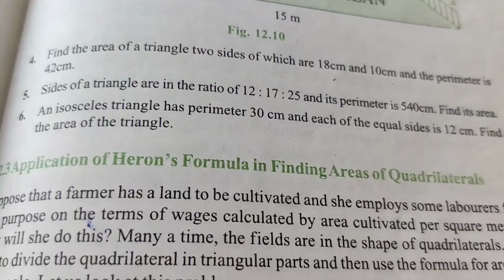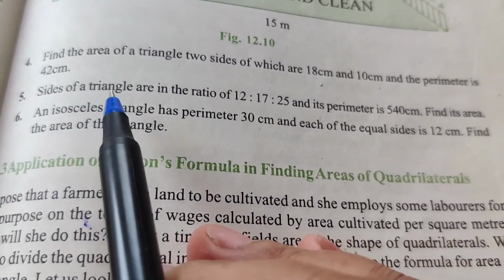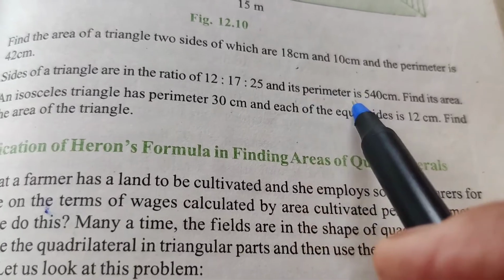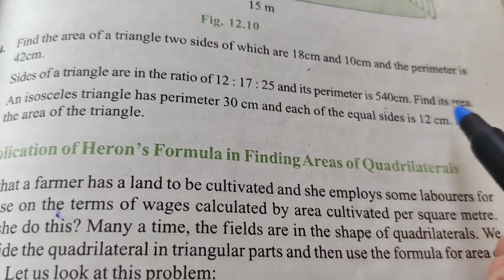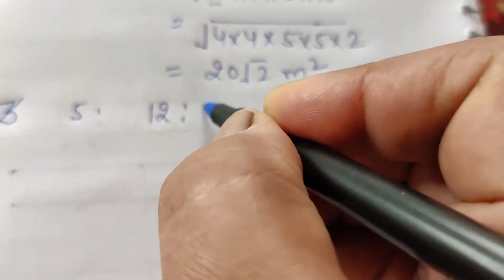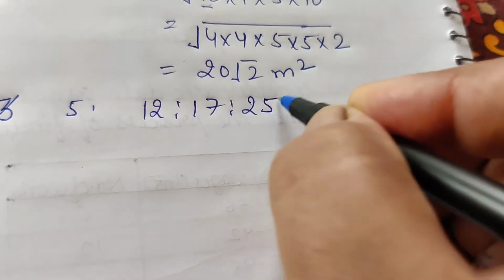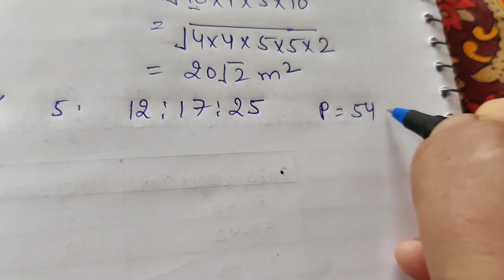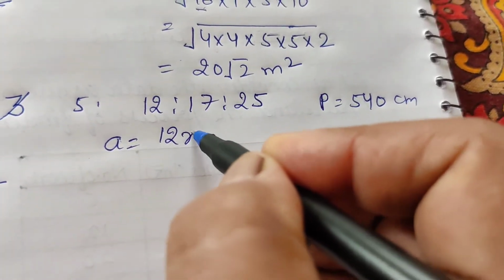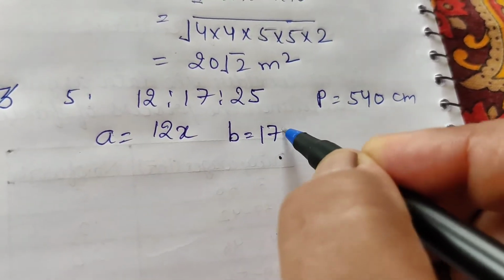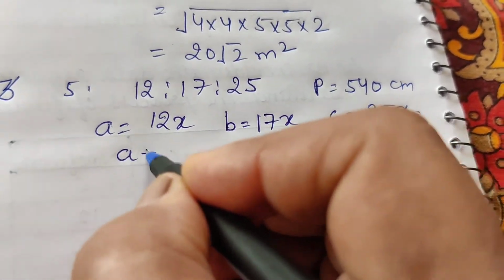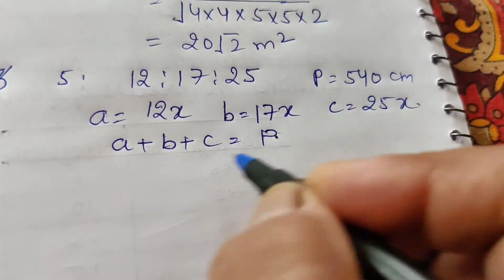Next question. Question number 5. Sides of a triangle are in the ratio 12 is to 17 is to 25 and its perimeter is 540. Find its area. The ratio is 12 is to 17 is to 25 and perimeter is 540 centimeter. This is given. Now side A equal to 12x, B equal to 17x and C equal to 25x. Again sum of the three sides equal to perimeter.